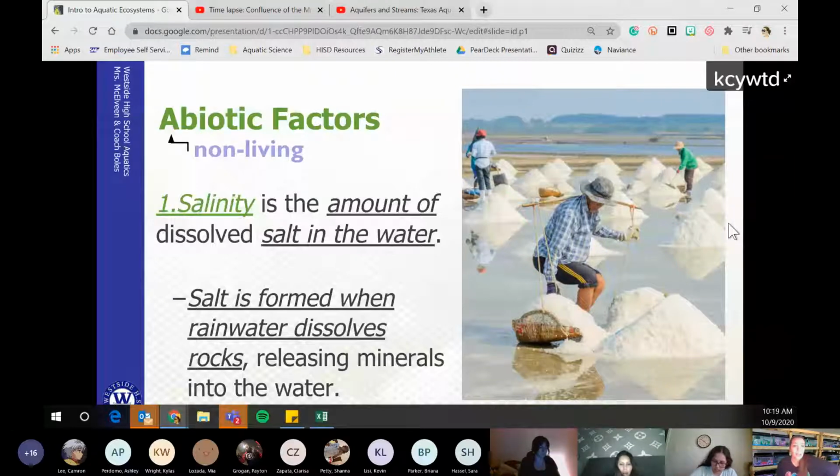Abiotic, non-living; biotic, living. So abiotic means non-living. The first one we're going to talk about is salinity. So how much salt is found in the water? How salty is it? How salty is it not? Is it fresh water? Is it salt water?